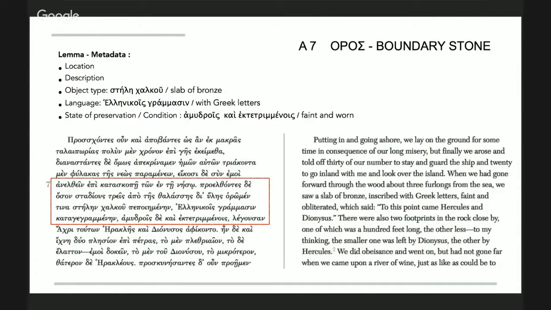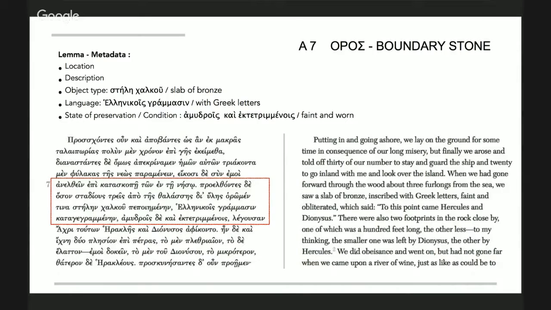So I try to translate using some digital words or concepts. What is the information that we can find in this small passage? You see that Lucianos is very cautious to give us a precise location, a description of the monument, and we can speak of the object type, stili calcu, the language, Hellenikois grammasin, Greek letters, and also the state of preservation, condition, and all these entries of metadata. I found them in the Eagle vocabulary gazetteer. We will speak about it later.